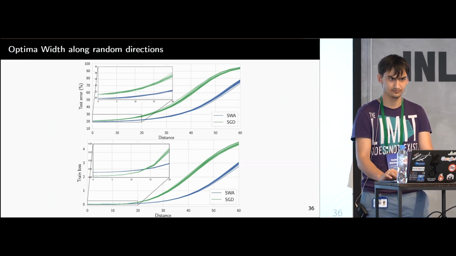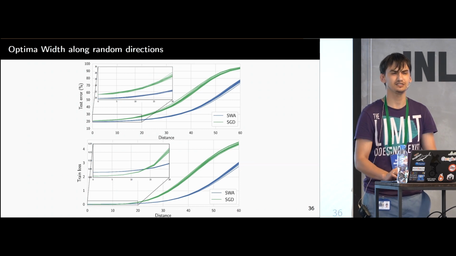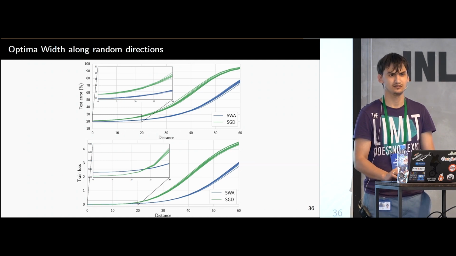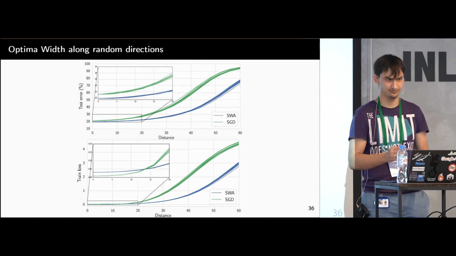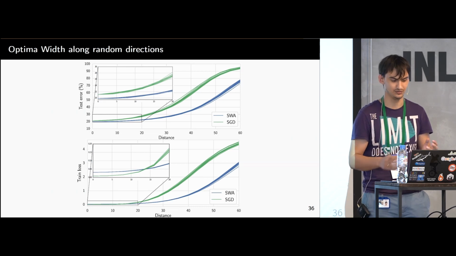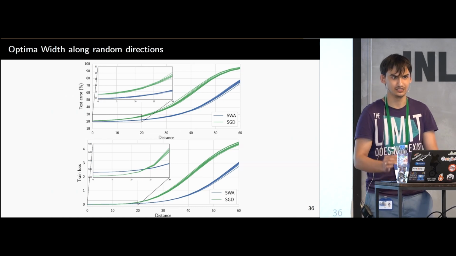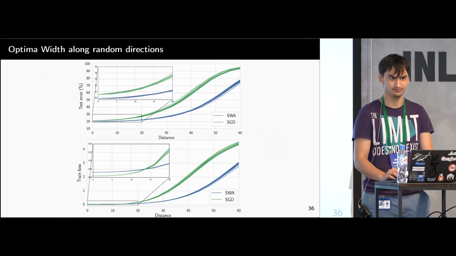Got it. So if you start from a point and then you go farther away, you expect the test error to go higher. Could you please repeat? If you take a point in this weight space and then you go farther away from the point, you'd expect the test error to go higher. Yeah, sure. Of course, because this point is your trained solution, and if you go far from your trained solution, you eventually obtain a random prediction, basically.